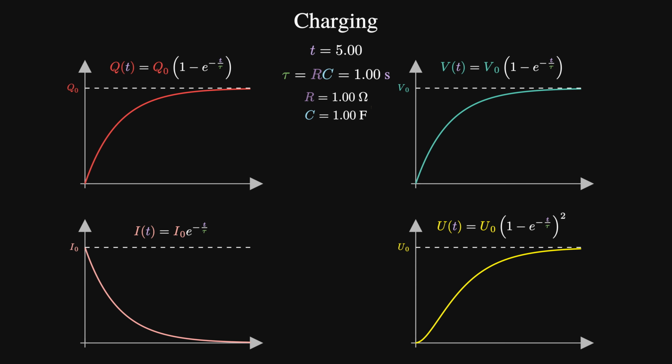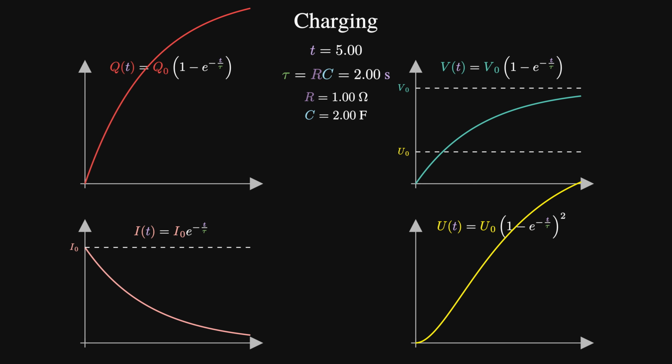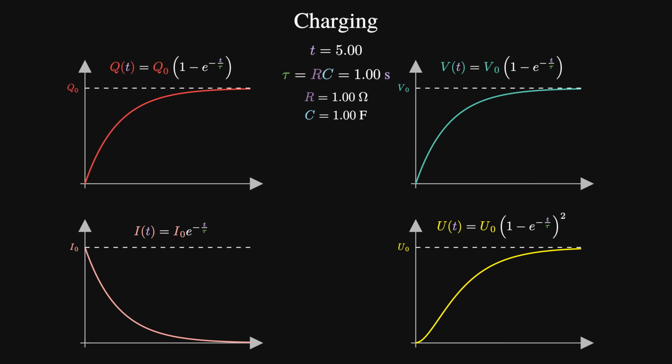If we increase the capacitance, once again tau increases. This time, however, Q0 and U0 also increase, as Q0 equals C times V0, and U0 is a half C times V0 squared. Meanwhile, V0 and I0 remain unchanged. Now to be clear, the main thing we care about here is the time it takes for us to charge our capacitor, which entirely depends on tau. So increasing R or C increases the charging time, and vice versa.